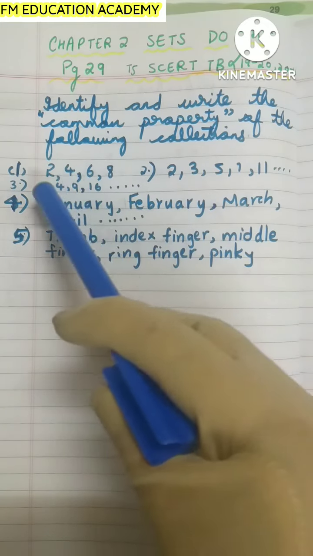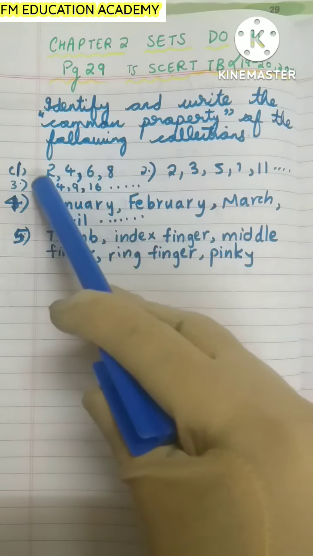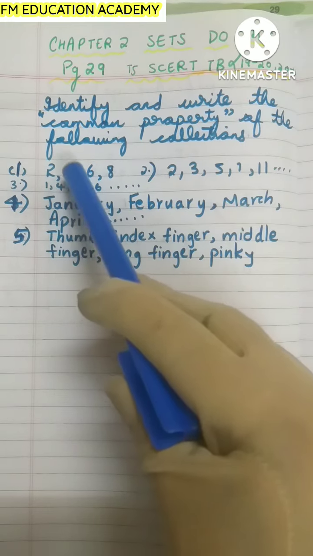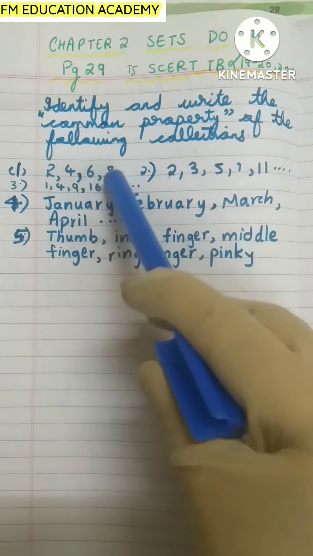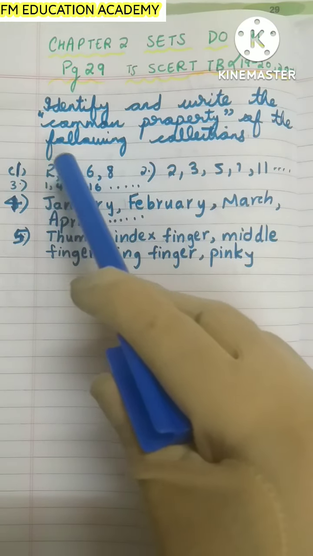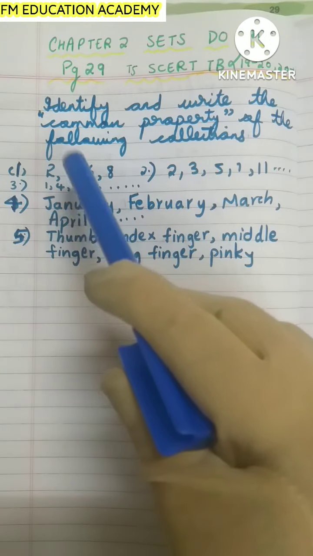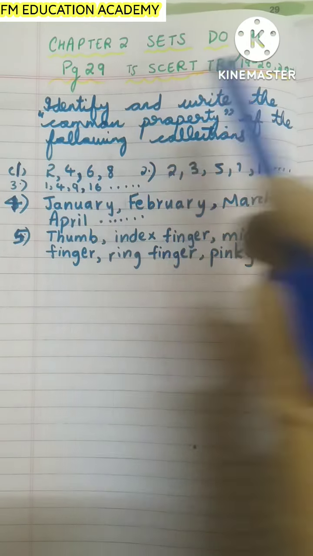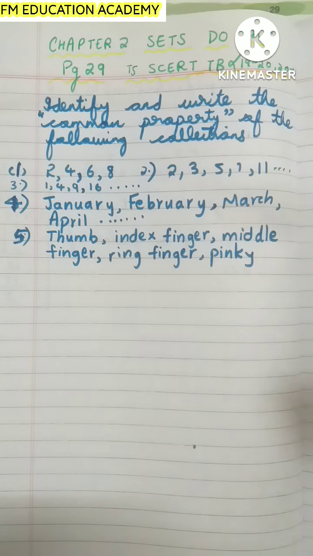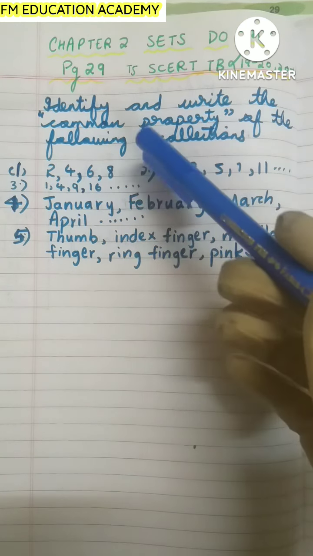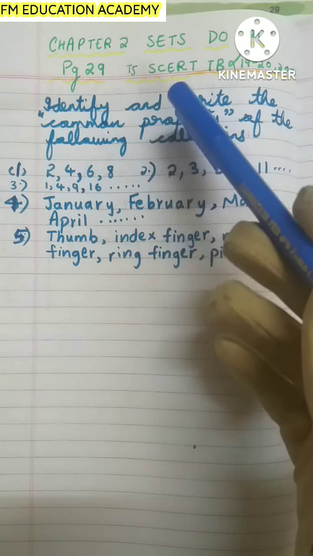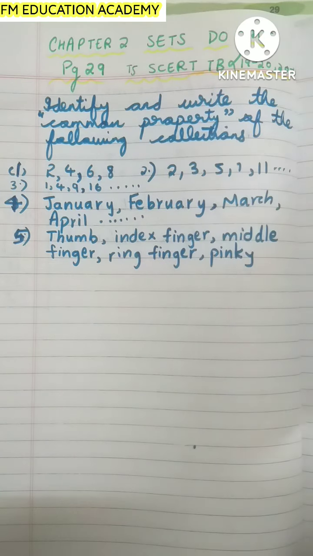What are they? We can clearly see that these are multiples of 2. See, 2 1s are 2, 2 2s are 4, 2 3s are 6, 2 4s are 8. So the multiples of 2 means 2 into a natural number. That is your multiple of 2. It is not asking us to write it in the form of a set. It is just asking which property it is, so only that we will write. Always write whatever is asked in the question. Don't deviate from the question.